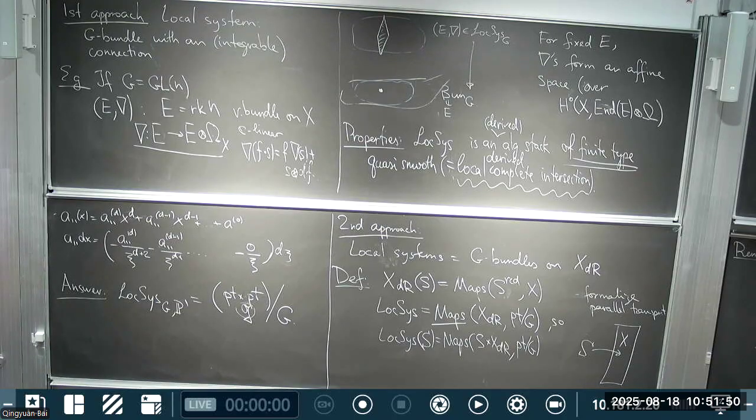Dima, I think the question is, do you get the right derived stack? You get the correct derived stack if you take this formula as defined on derived rings. The answer is yes. Is that the question, Mikhail? Yes. Okay. Fine. Can you say something about why LocSys is of finite type?